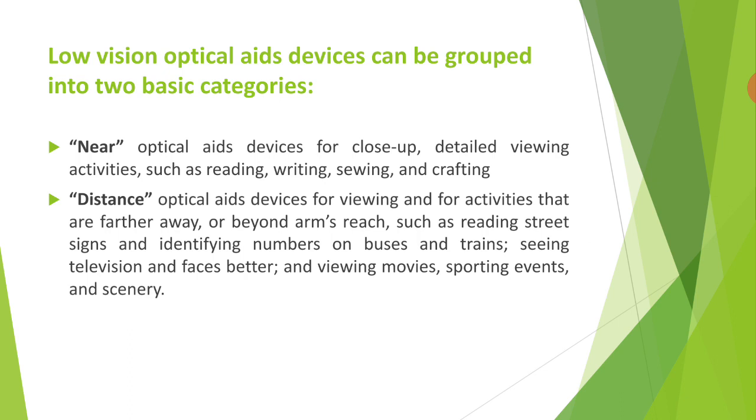Low vision optical aid devices can be grouped into two basic categories. One, near optical aid devices for close-up, detailed viewing activities such as reading, writing, sewing, and crafting. Two, distance optical aid devices for viewing activities that are far away or beyond arm's reach, such as reading street signs, identifying numbers of buses and trains, seeing television and faces better, and also viewing movies, sporting events, and scenery.